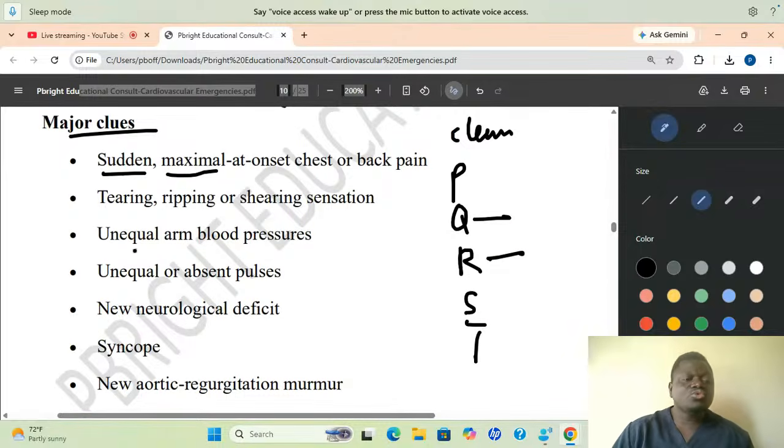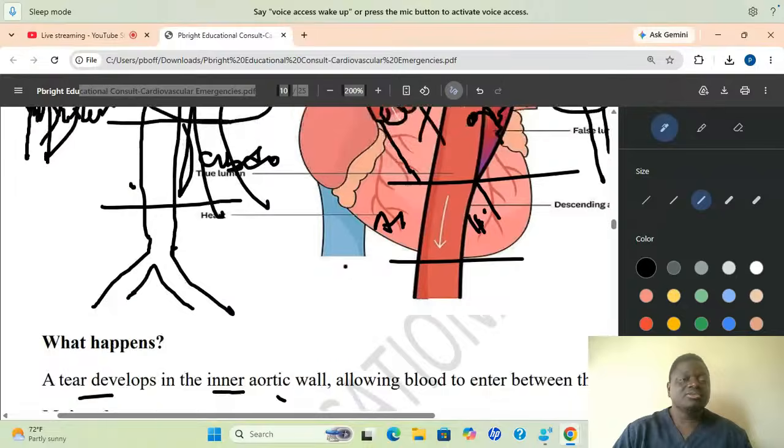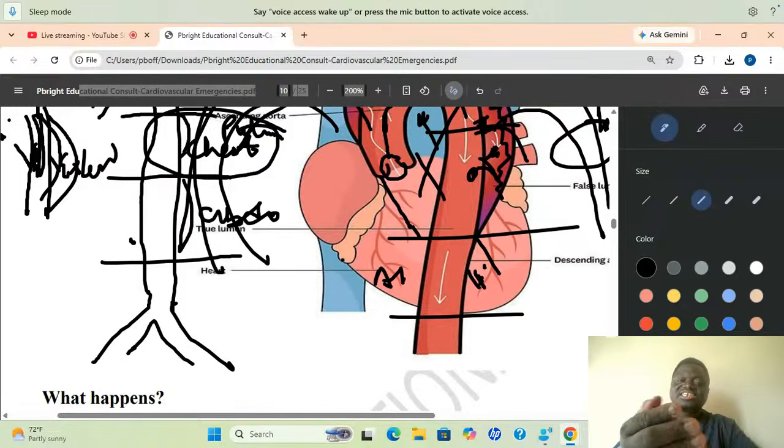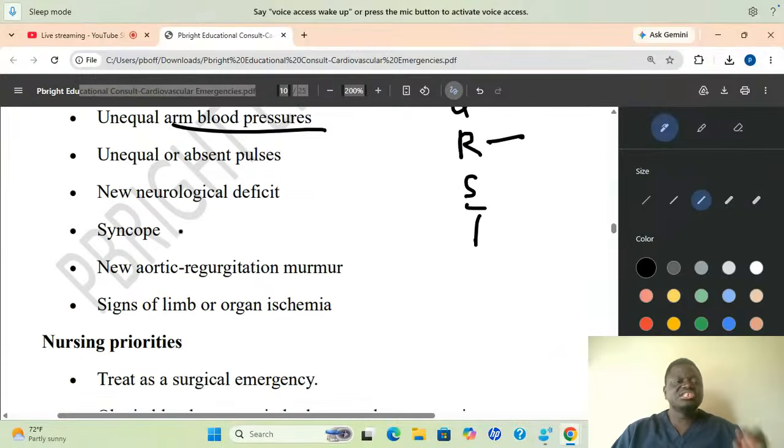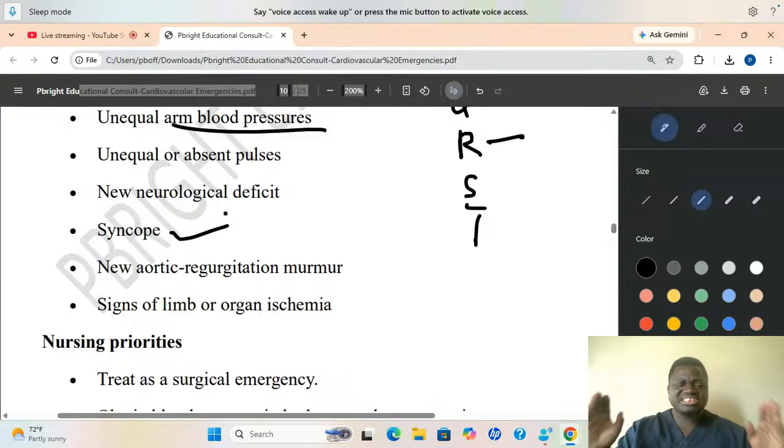Then, so unequal arm blood pressure, unequal or absent pulses. You check the pulse of the right hand, check the pulse of the left. That should tell you perfusion problem is happening. Then newly neurological deficits, definitely the brain will suffer. Patient will collapse. Are you waiting for your aortic dissection patient to collapse before you work on him or her?